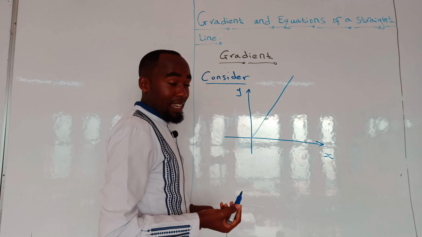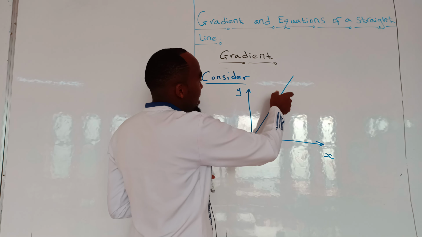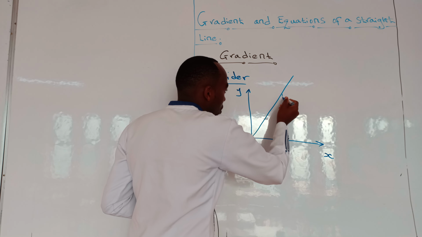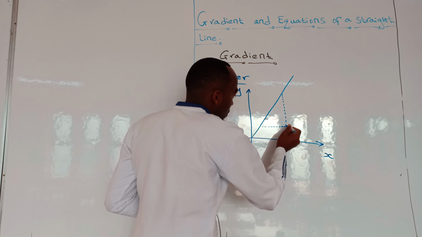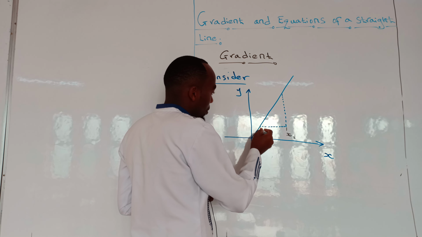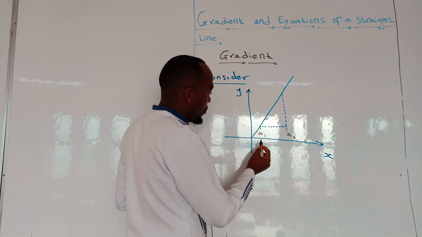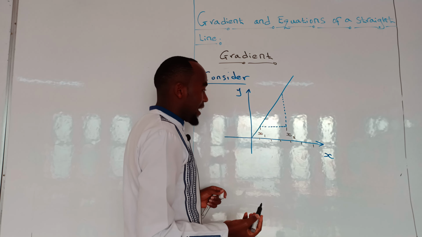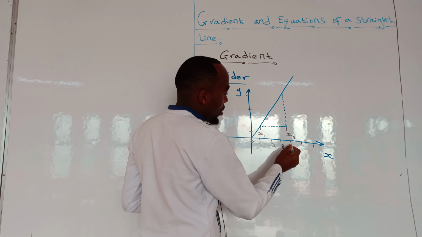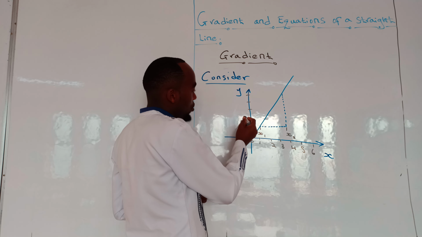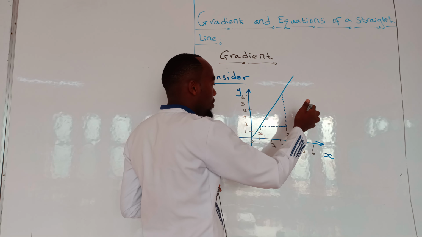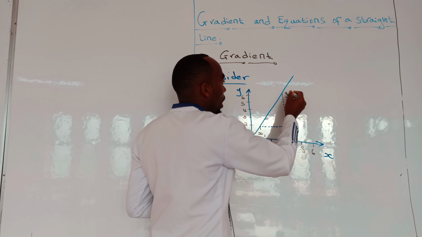We'll use this straight line to understand what we mean by the gradient of a straight line, or how we find the gradient of a line. I want us to consider 2 points here. Here we shall have the value of x2, and here the value of x1. On the axes we have values such as 0, 1, 2, 3, 4, 5, 6. This is our x-axis, and this is our y-axis. So we can have y1 and y2.